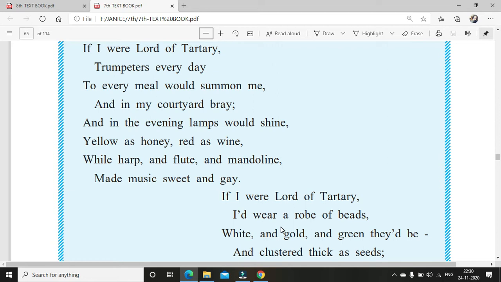So what is he comparing the sound of the trumpet to? The braying of a donkey. Yes. So they would be standing in the courtyard making the sound of blowing the trumpets, and the poet would at once go for his meal. And in the evening lamps would shine, yellow as honey, red as wine. Now here it is simile because a direct comparison is made between the glow of the lamps and honey and wine. If they are yellow, they will be looking like honey. If they are red, they will be looking like wine. And if you hear the sound, my courtyard's bray is a sound. So that is onomatopoeia, the line about that.